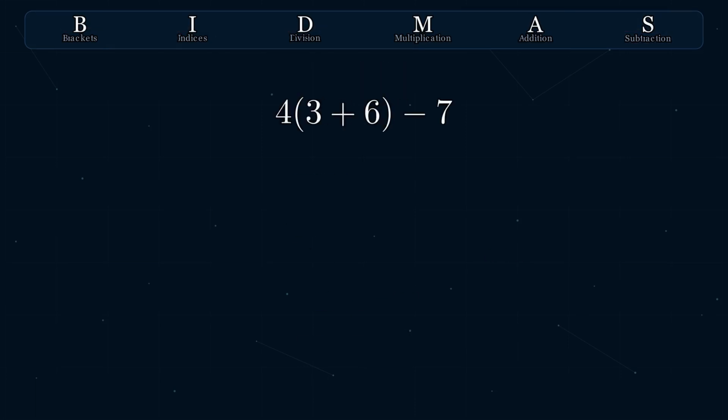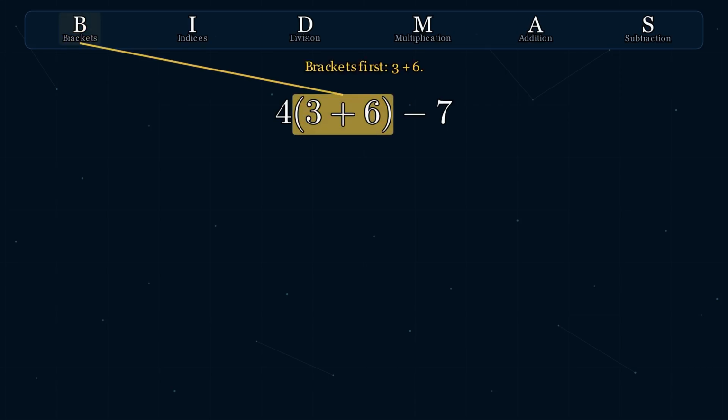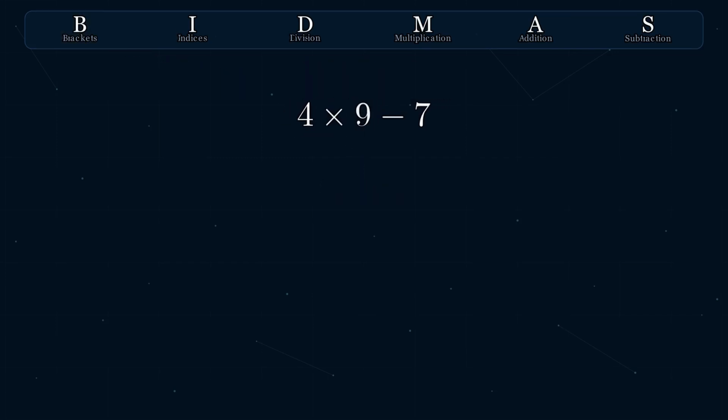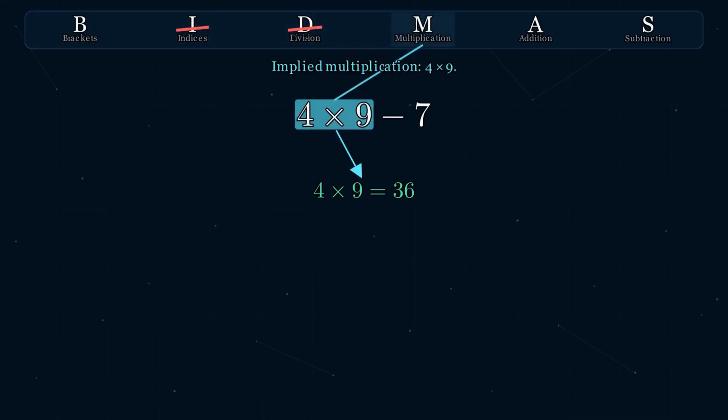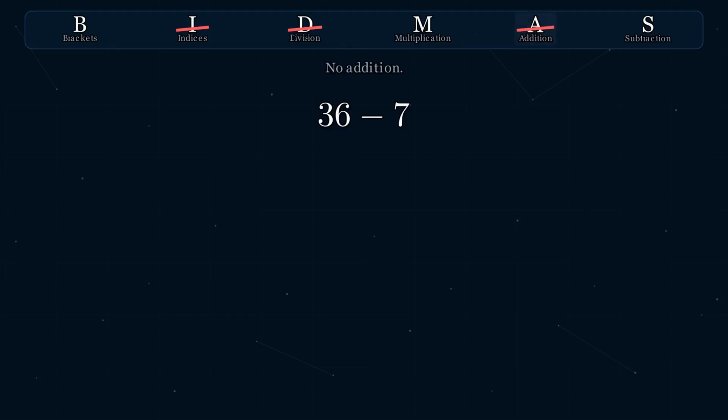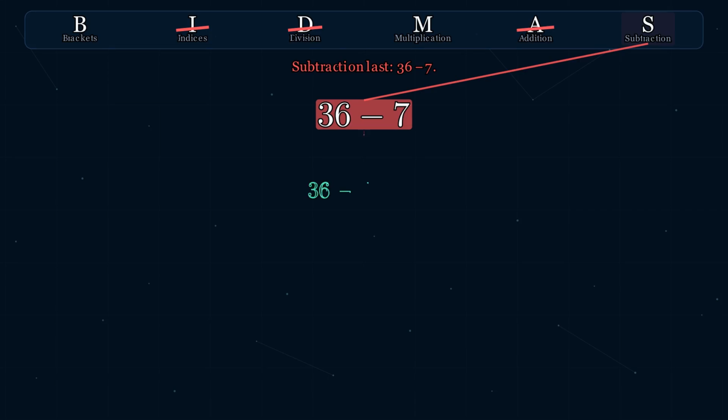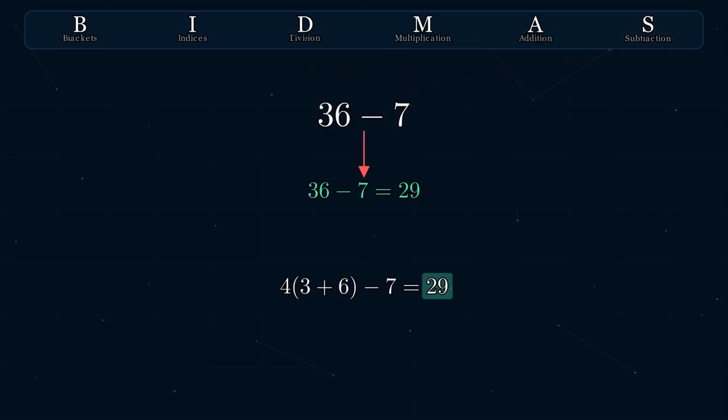Now brackets. 4 times 3 plus 6 in brackets. Then subtract 7. Brackets come first. Inside the bracket, 3 plus 6 equals 9. So the bracket becomes 9. 4 next to that bracket means 4 times 9. 4 times 9 equals 36. Now we have 36 minus 7. There is no addition left, so subtract. 36 minus 7 equals 29. The answer is 29. The main point is simple. Do the bracket first.